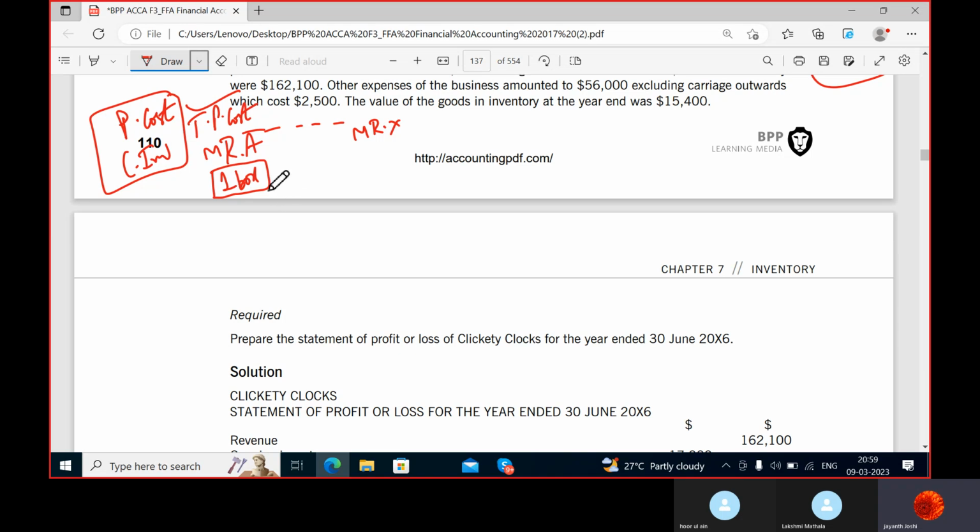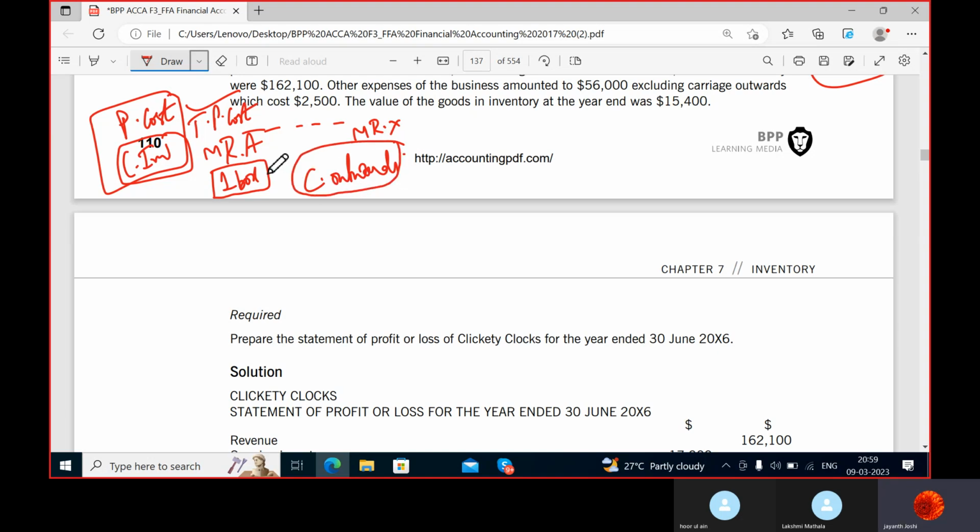So the carriage inwards is spent only when the inventory is bought at once. But the delivery is done to multiple customers on a daily basis and spent on a daily basis. Correct or wrong? It's a routine expense, and I would call that carriage outwards. Why will I call this carriage outwards?